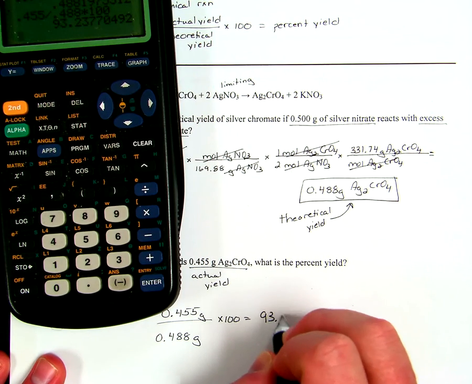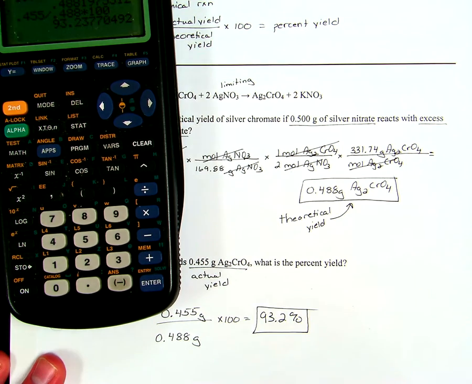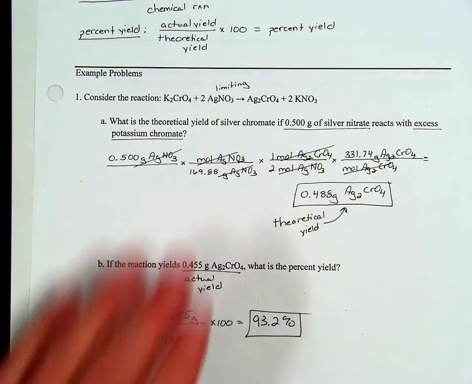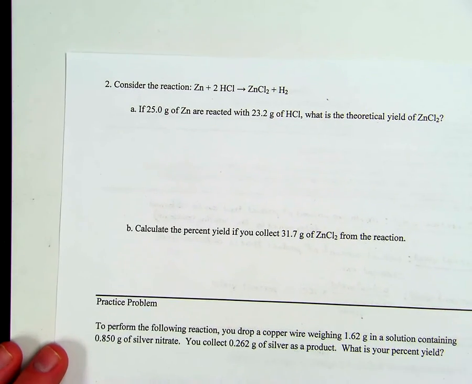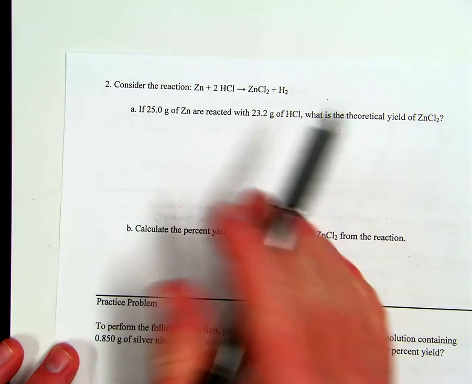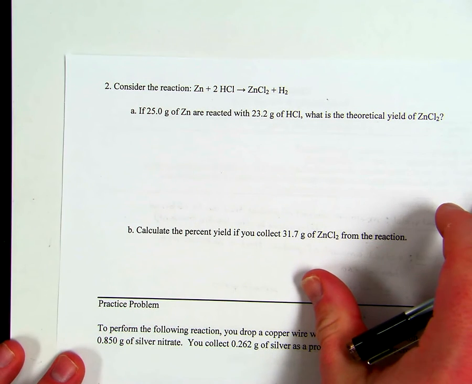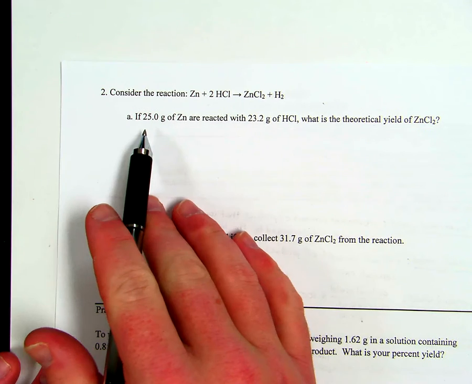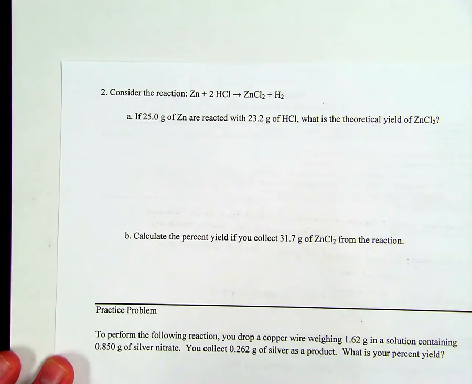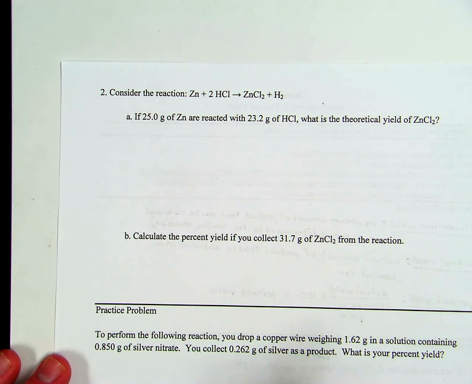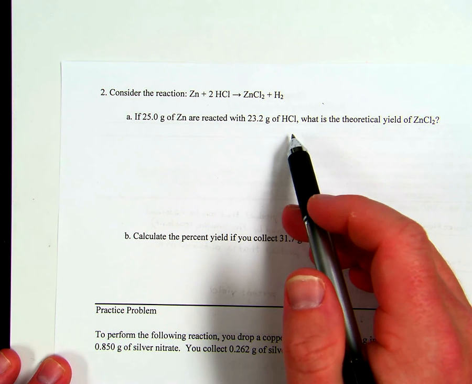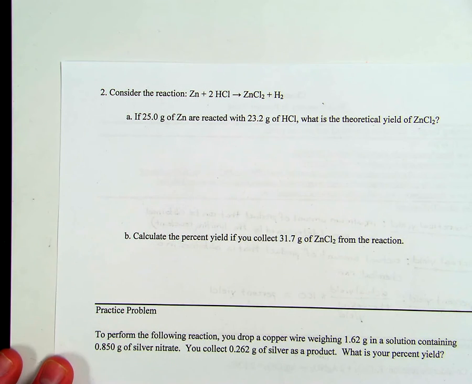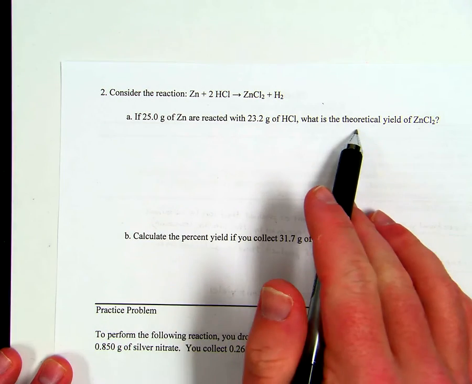There it is. Alright, next example, over to the back here, asks us to consider the reaction between zinc and hydrochloric acid. Notice the equation is already balanced for us. And we are told if 25 grams of zinc are reacted with 23.2 grams of hydrochloric acid, what is the theoretical yield of zinc chloride, ZnCl2? Well, in this case, we don't know what the limiting reactant is, so we need to determine what that is before we make a determination what the theoretical yield of zinc chloride is.